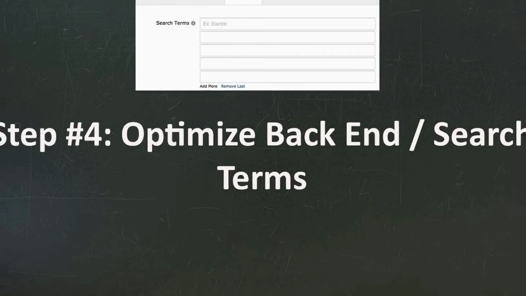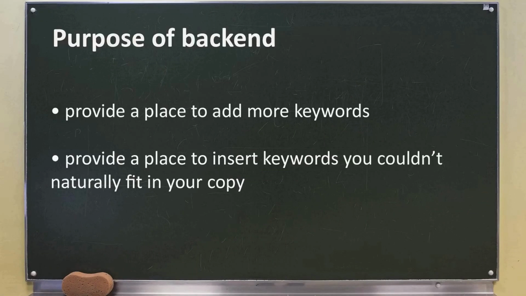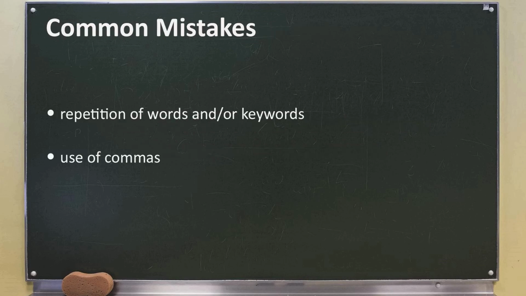Step number 4. Optimize the backend section. The main purpose of the backend section is to provide another place to add more keywords. Its secondary purpose is to provide another place to insert keywords you couldn't naturally fit into your copy. What you need to know: Amazon imposes strict character limits of 250 characters total.